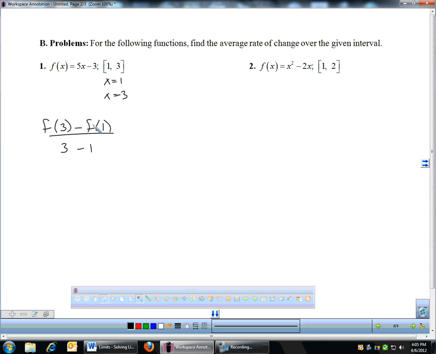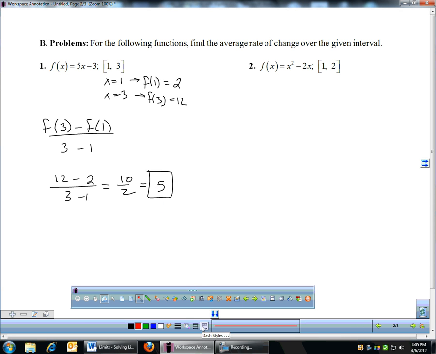And we've got to find f of 3 and f of 1, and we'll do that just like we did in Algebra 1. F of 1, we plug 1 into the function. 5 times 1 is 5, minus 3 is 2. F of 3, 5 times 3 is 15, minus 3 is 12. So when I plug that in, f of 3 is 12, minus f of 1 is 2, over 3 minus 1. 10 divided by 2 is 5, and that would be your average rate of change.